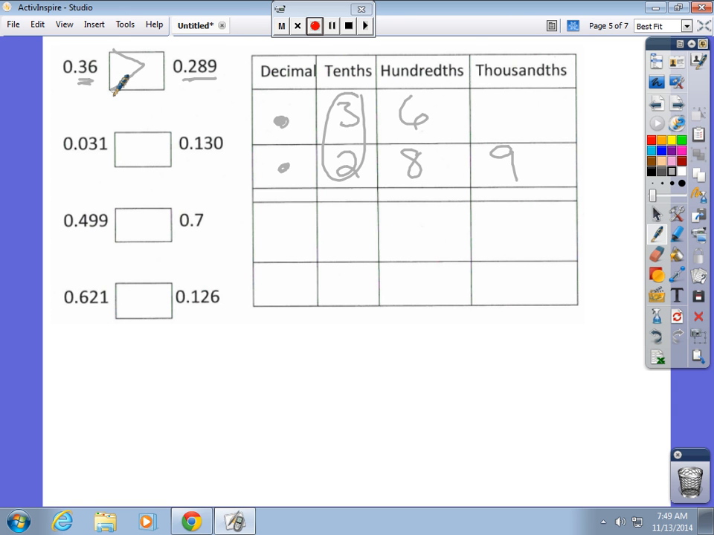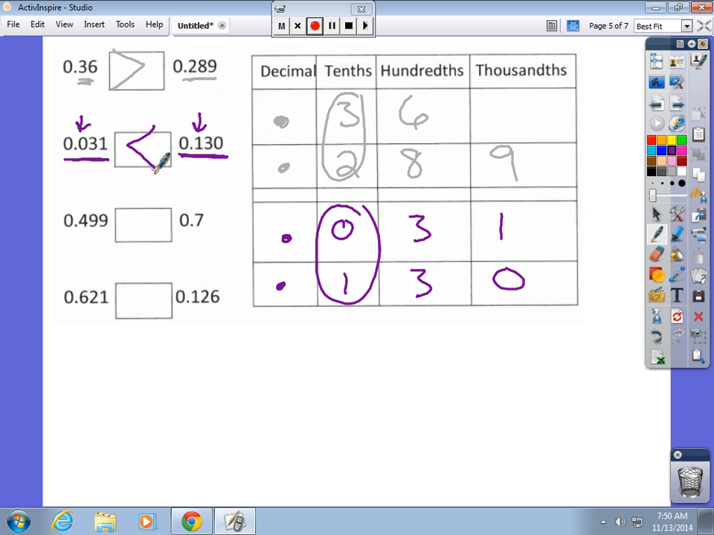The next one's got the same numbers in it. It's got a 31 and a 13. Well, 31 should be bigger than 13, but wait, 31 hundredths and 13 are 130 thousandths. Let's go ahead and compare those. 0.031, decimal, 0.130. Oh yeah, if I look here, 1 is greater than 0. This 1 right there is greater than this 0. So 31 thousandths is less than 130 thousandths.